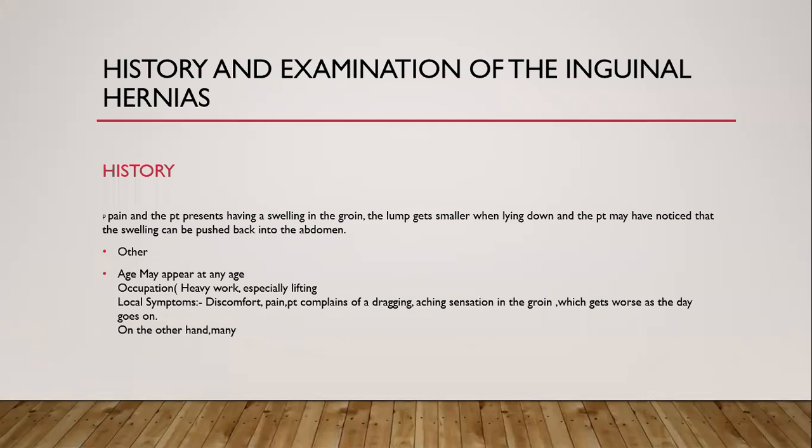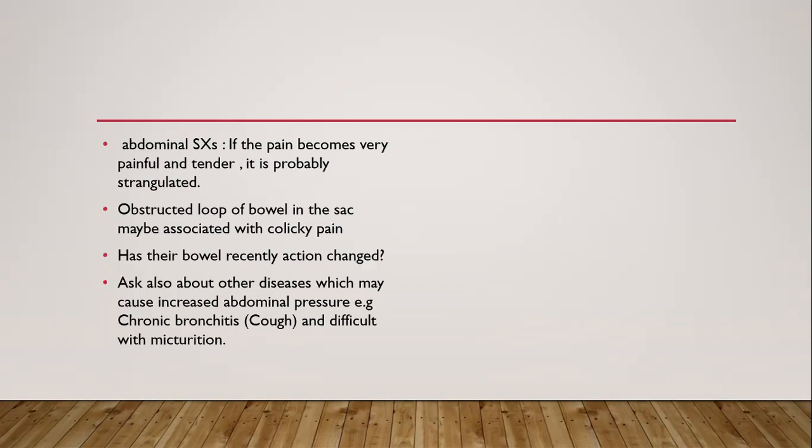Occupation: if you ask them what they do for work, they'll tell you that they have been doing heavy work. They've been lifting something heavy, and that is going to help you make a diagnosis. People with heavy work occupations are most likely to have hernias because of an increase in intra-abdominal pressure. Local symptoms: they have discomfort, pain. They complain of a dragging or aching sensation in their groin, which gets worse as the day goes on. Abdominal symptoms: if the hernia becomes very painful and tender, it means that strangulation has occurred.